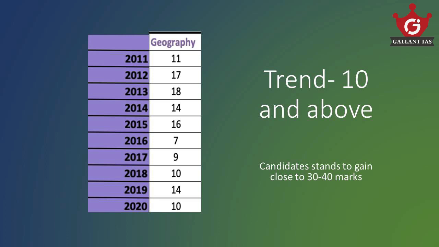There are several important subjects in UPSC, and geography is one of them. With this you stand to gain 30 to 40 marks hands down on the UPSC examination in a single paper. So it is very, very important for you, and this is one area you cannot do without.